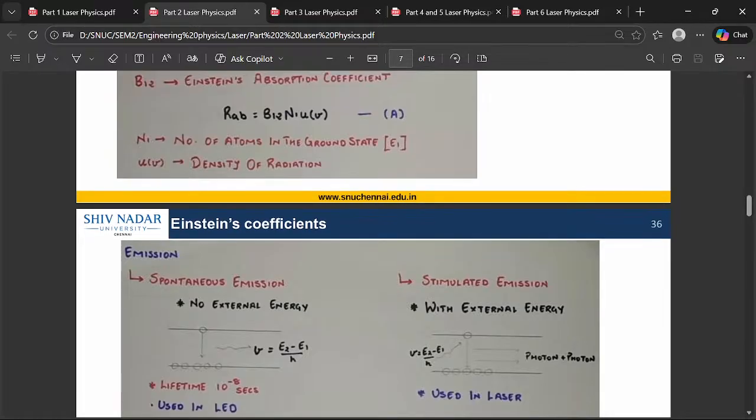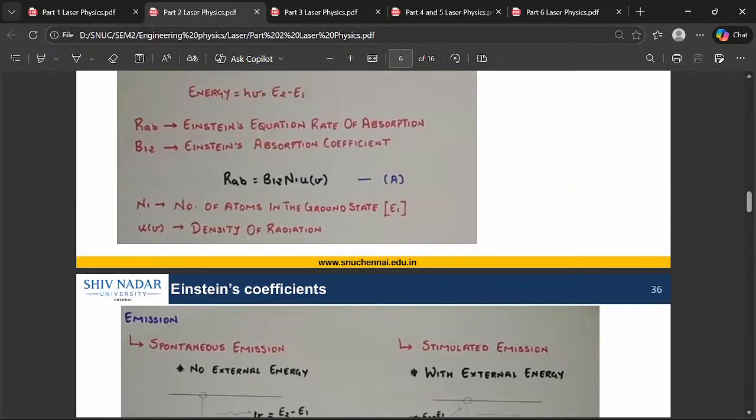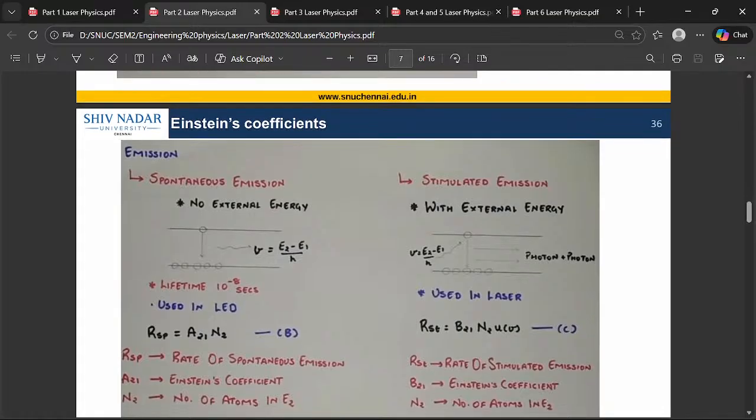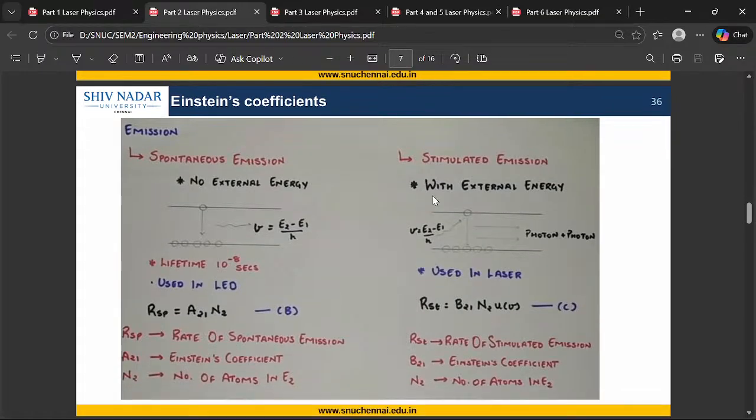So that u mu is the density of the radiation at the E1 energy level. Okay, so now let's see about emission. There are two types of emission: one is spontaneous emission and the other is stimulated emission. Let's first see the spontaneous emission.